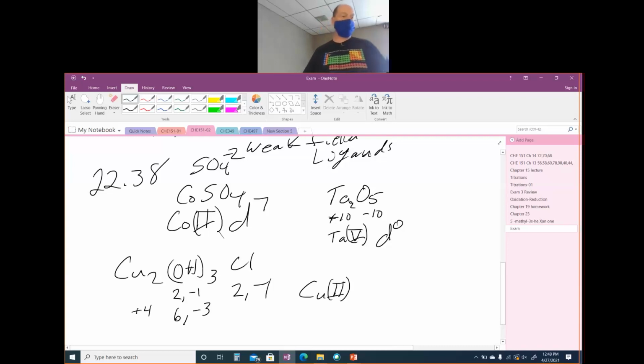And when we look at the periodic table, we find copper number 29. The number above the copper is 11. And so a copper 2 is a D9.